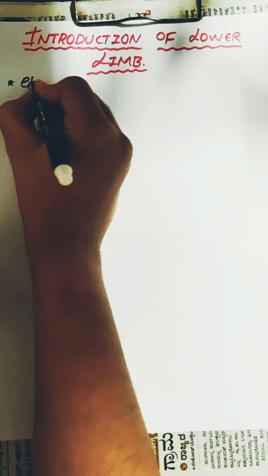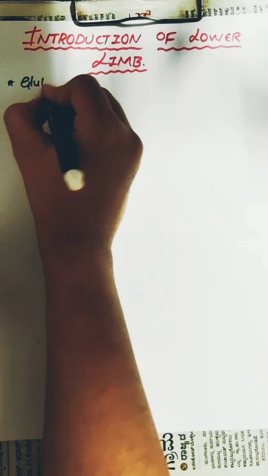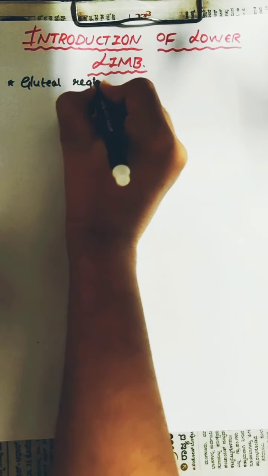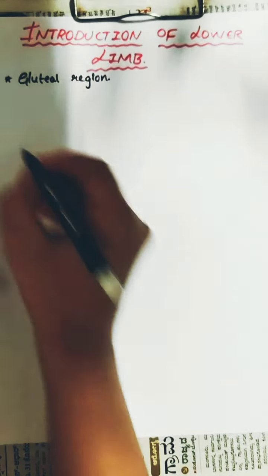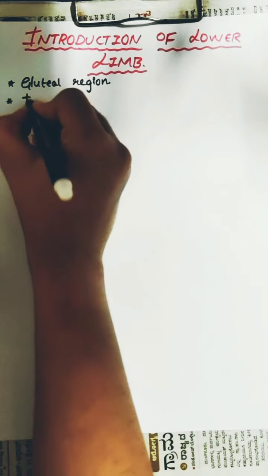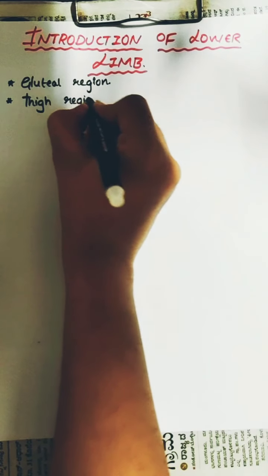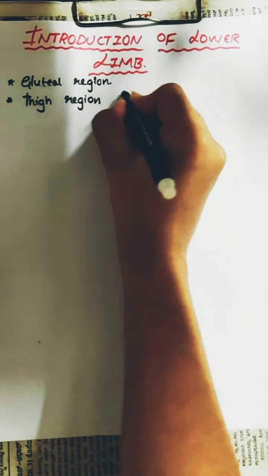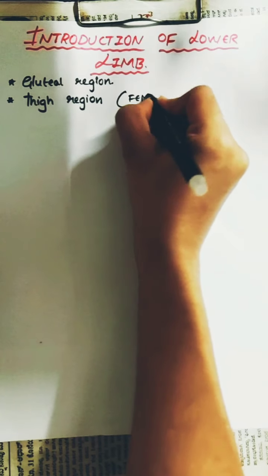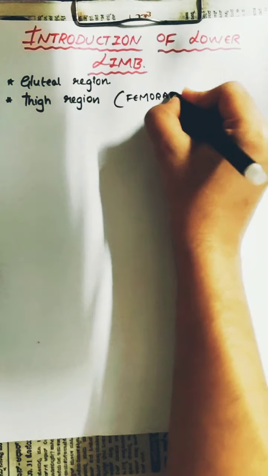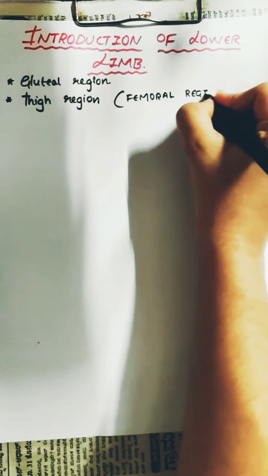So first one is the gluteal region. Then below the glutes you'll get the thigh region. Thigh region is also called the femoral region. Femur is present there, so it is also called the femoral region.